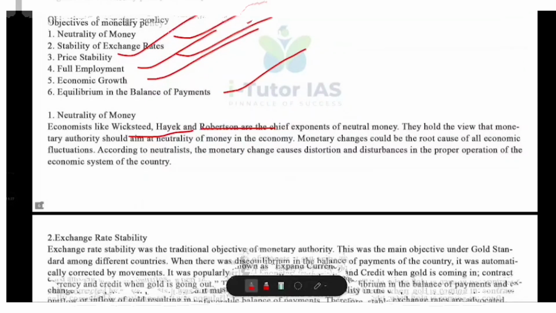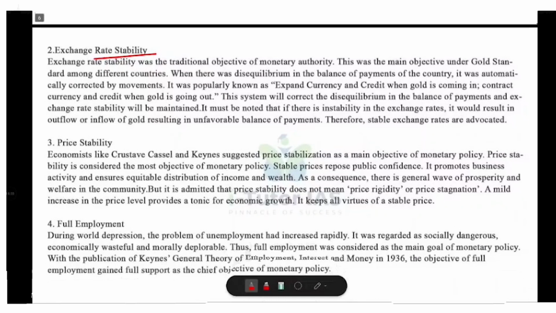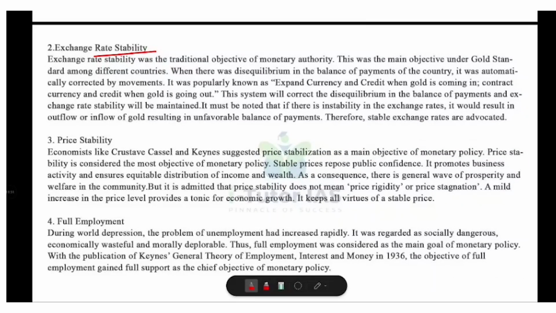Okay. Now, second one, exchange rate stability. Now the next objective is exchange rate stability. This was especially important under the old gold standard system. Under this system, countries followed a simple rule: expand currency and credit when gold is coming in, contract them when gold is going out. This means if a country had more gold flowing in, it could expand its money supply. But if gold was flowing out, it had to reduce it. By doing this, countries automatically corrected their balance of payment, that is record of transactions with other countries.